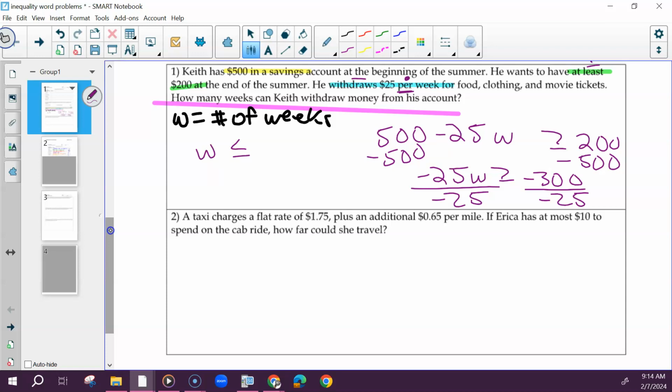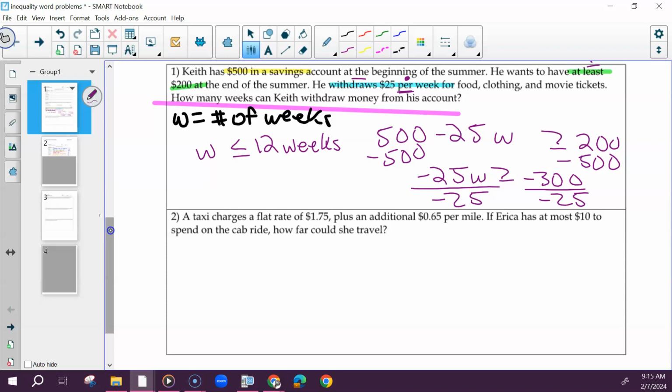And what would we get there? 12. So if he withdraws money for 12 weeks or no more than 12 weeks or less, however you want to word that, he will have at least $200. But if he goes over that 12 weeks, he will not have his $200.